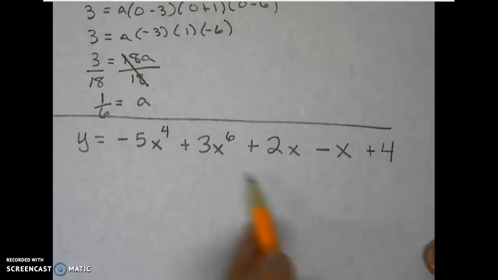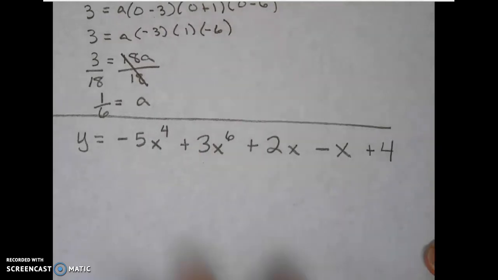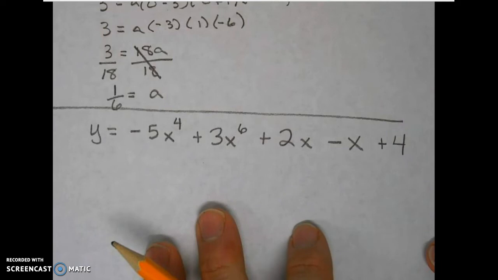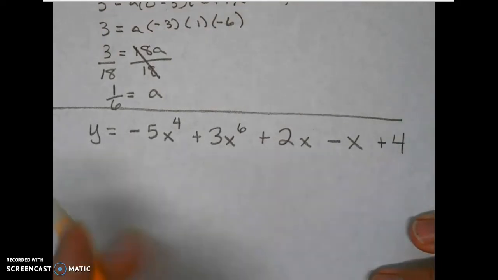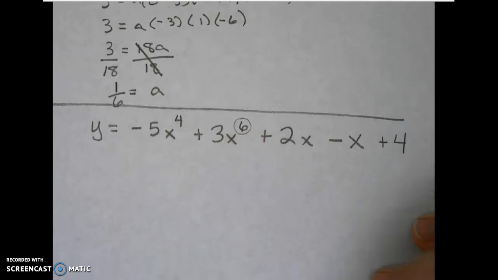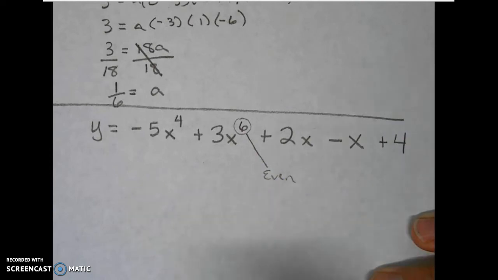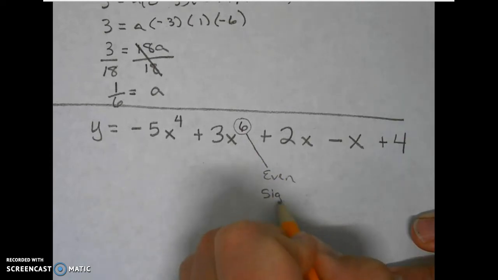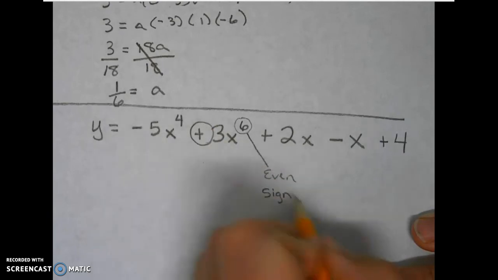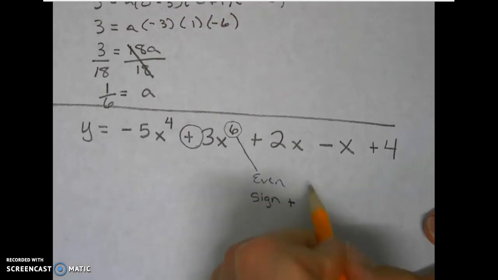So let's say we're given this polynomial in standard form. It's not in the correct order, but let's talk about what we can know. So one of the things we can know is the degree. Obviously, it's the highest exponent. Okay, it's an even number, and the sign is positive. So the end behavior is going to be up, up, like a quadratic.